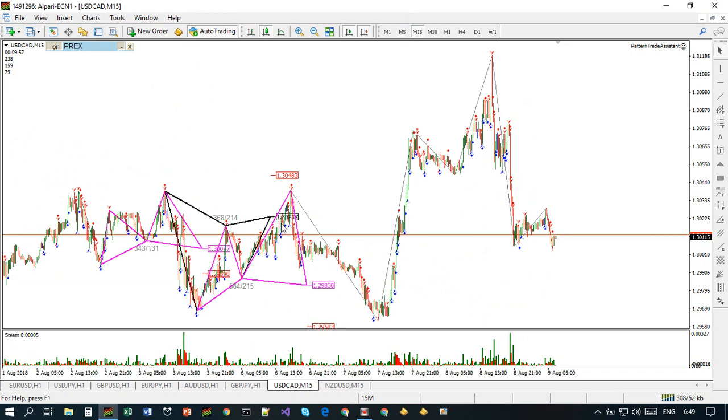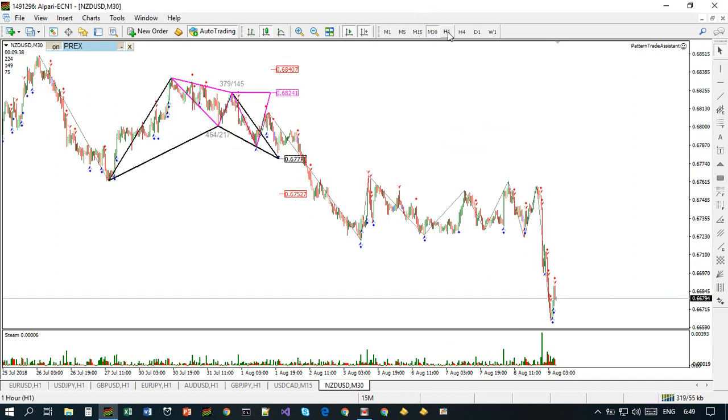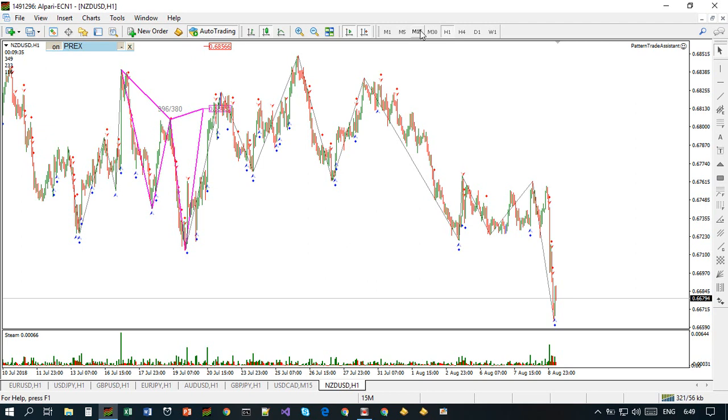nothing. Well, we traded these 15-minute patterns. We had some profits using this unified Gartley, and we had some profits buying this cipher advance formation as well. New Zealand dollar, 15-minute, 30-minute, and 1 hour.